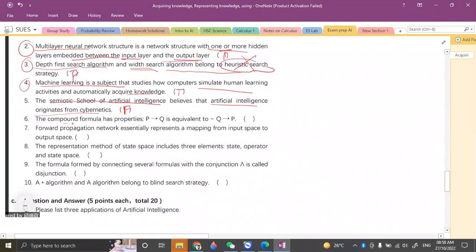The compound formula has properties: P implies Q is equivalent to not Q implies P. So this is false. I mentioned this in my logic notes. If P implies Q, then not Q implies P. This is not equivalent. They are not equivalent, so the answer will be false.